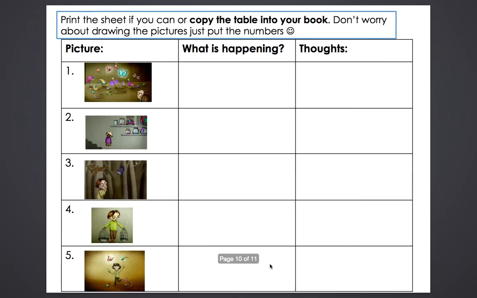Now, if you've got a printer, you can print off this sheet. Okay, you can record what's happening in this column and then the thoughts of the boy in that column here. Okay, if you haven't got a printer, don't worry, you can just copy this out into your book. Okay, you could either draw the pictures if you wanted to, or just write the number, so picture 1, and then a sentence about what is happening and the thoughts of the boy. That would be brilliant. Okay, and that is today's English lesson.